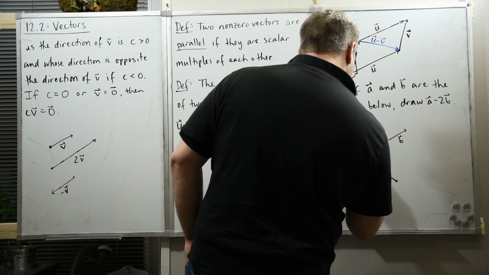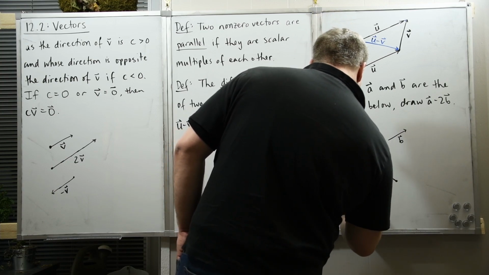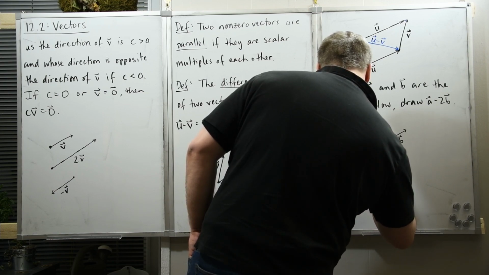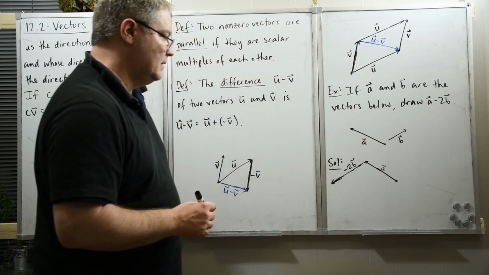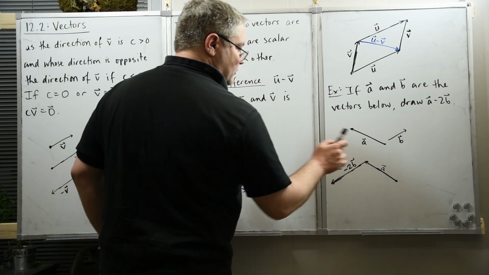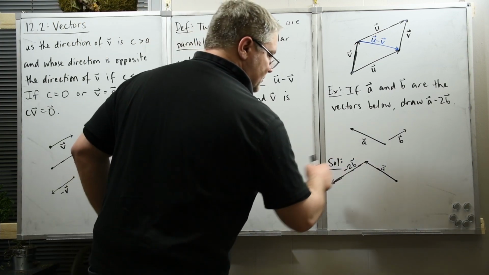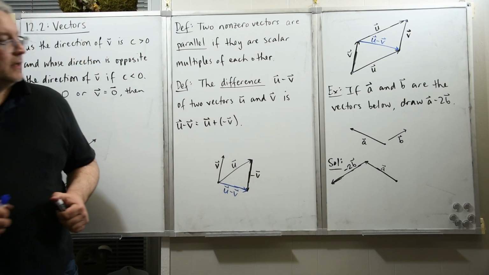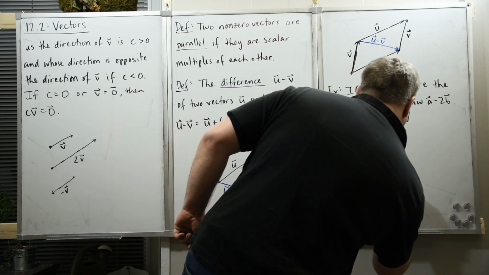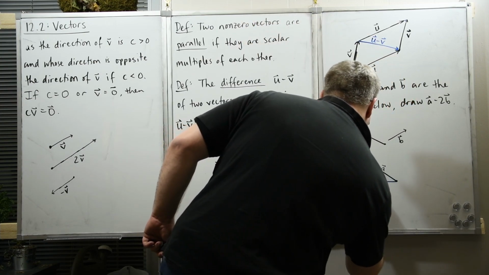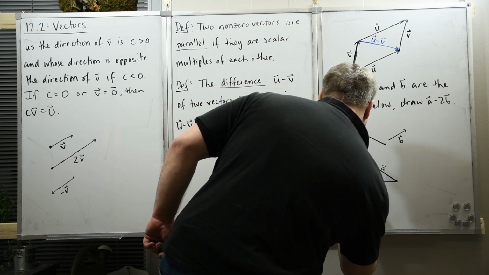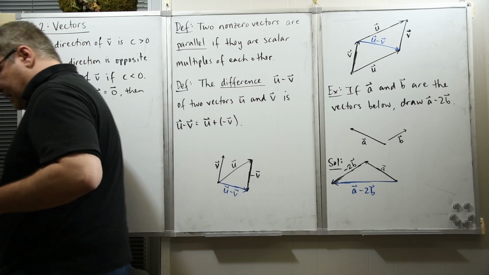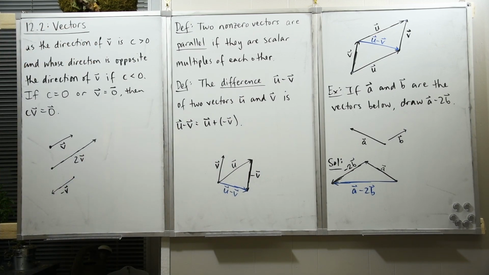So let's go for, looks like that's about negative 2b here. So I've got the initial point of negative 2b at the terminal point of A. So if I take A plus a negative 2b, same thing as A minus 2b. And then I'm going to draw this vector from the initial point of A to the terminal point of negative 2b. And so that'll be our A minus 2b right there.